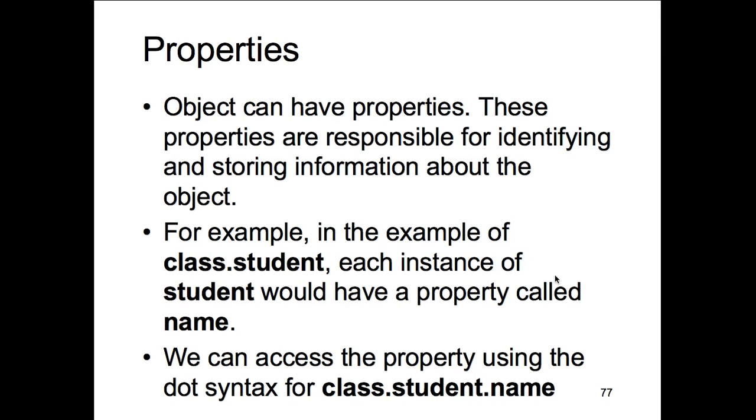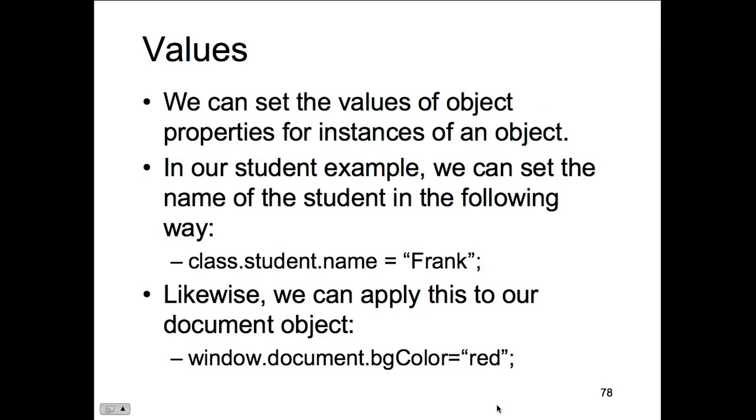Properties. So objects can have properties. These properties are responsible for identifying and storing the information about the objects. For example, the example I gave you earlier, class.student has instances of students that have a property called name. So you can access the property using the dot syntax. class.student.name is going to give you the name.